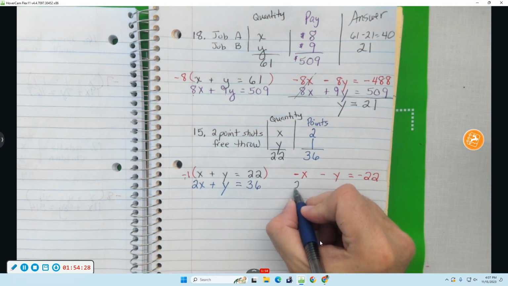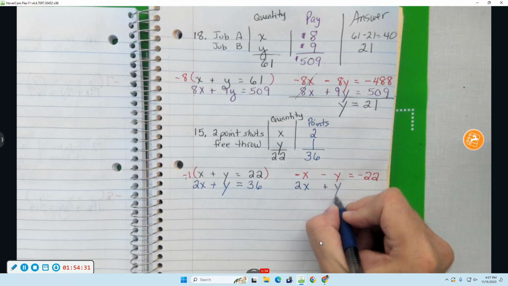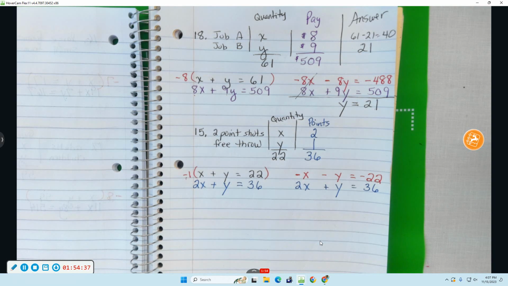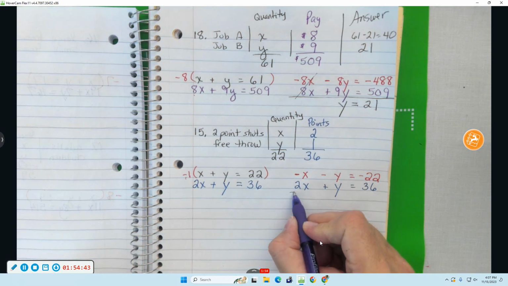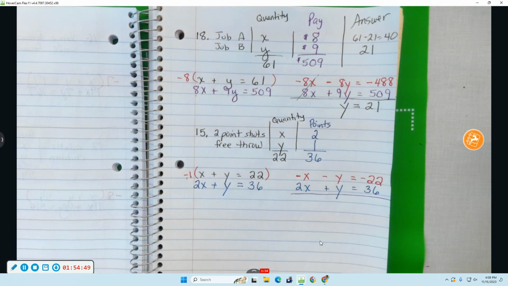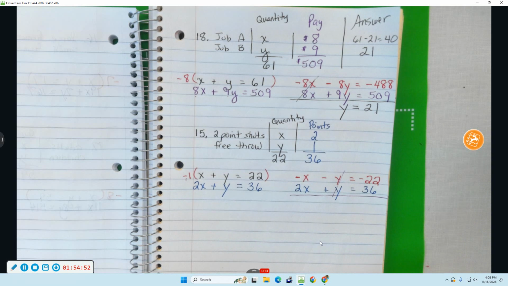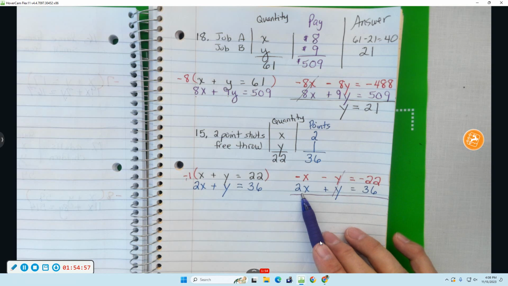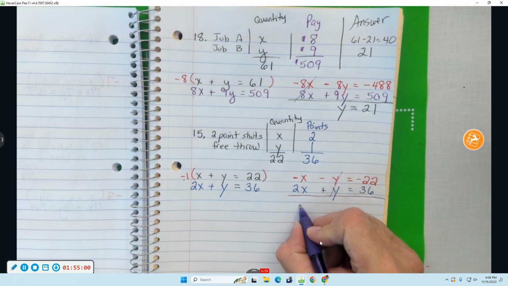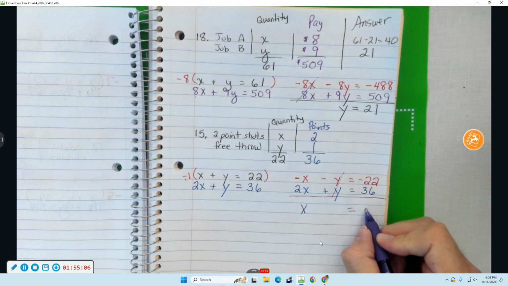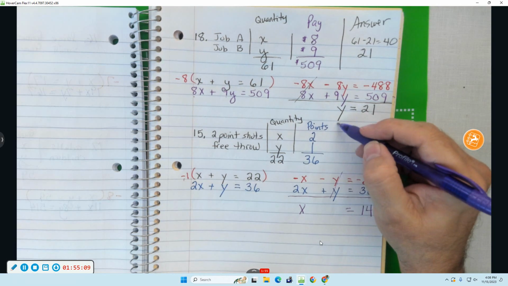Recopying that second equation. If I draw my equal line, are you caught up? Is it going to fall out really nicely? Well, yeah, the y's subtract out. Negative x plus 2x is just going to be 1x. x equals what? 14. So my answer column.